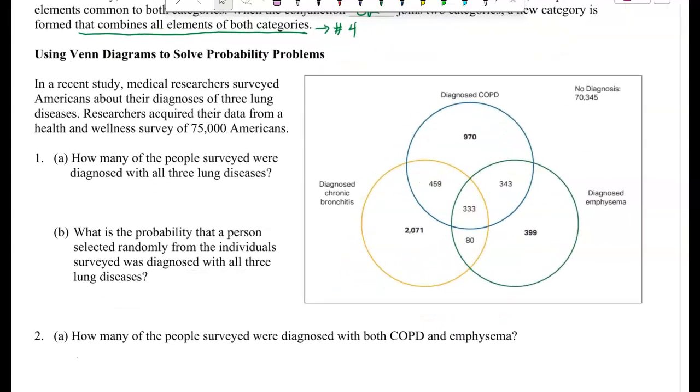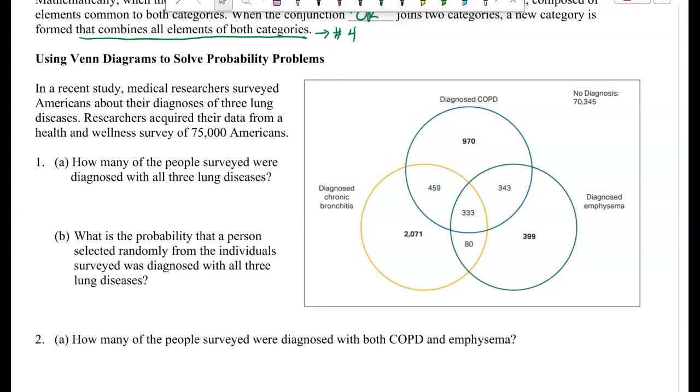Now, here we're going to ask the questions. Now, notice we have 3 circles. Those who are diagnosed with COPD, diagnosed with emphysema, and diagnosed with chronic bronchitis. And then what did it say in the top corner there? No what? No diagnosis of any of those.